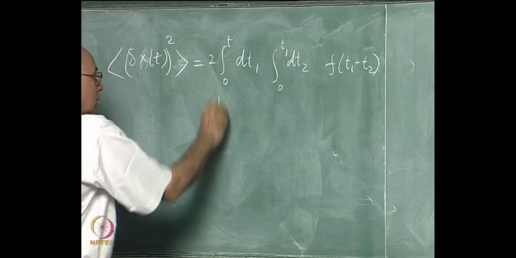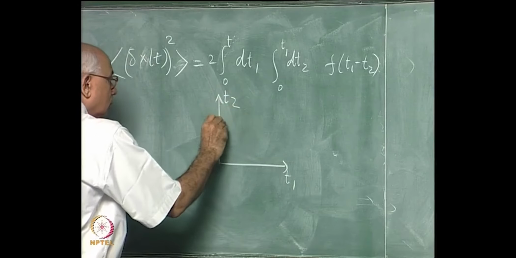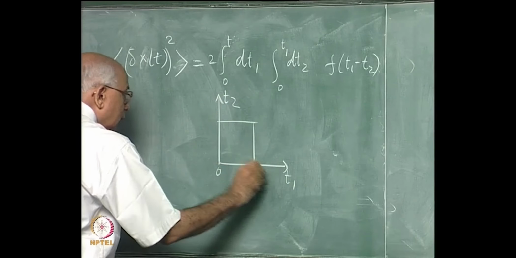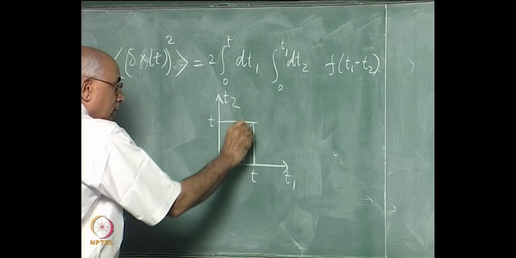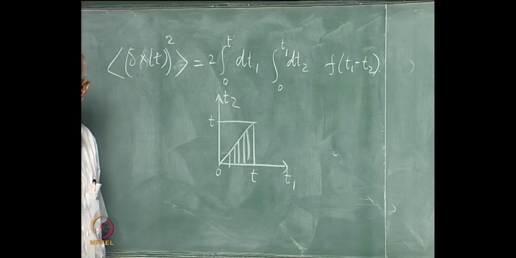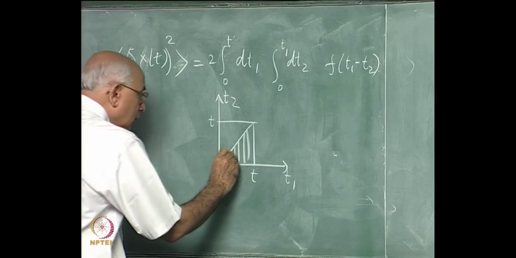Now what have we done? Well, here is t1, here is t2, and this is 0 to t, 0 to t, and I am integrating in this fashion. But I could equally well integrate by interchanging orders of integration in this fashion.